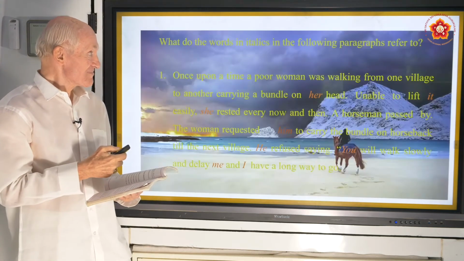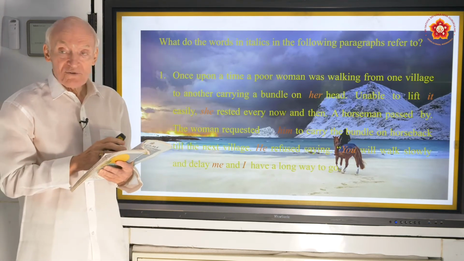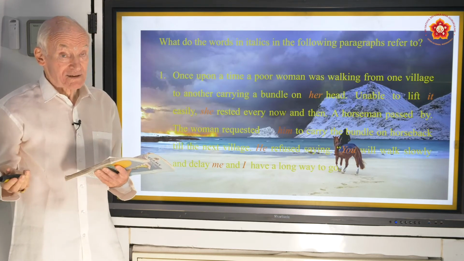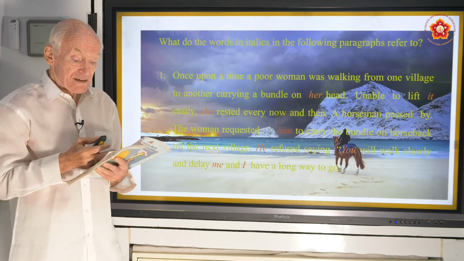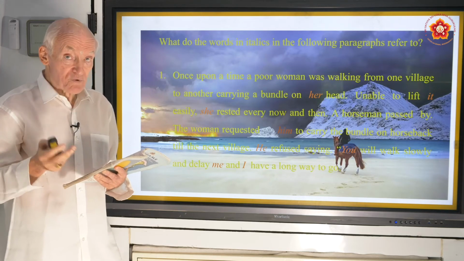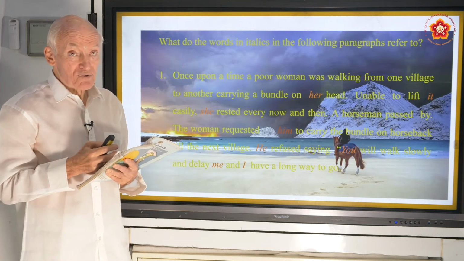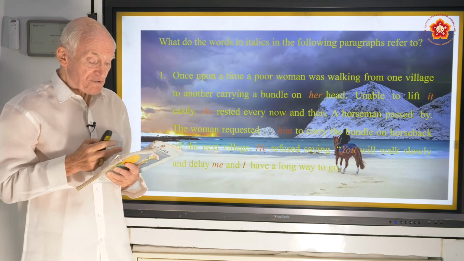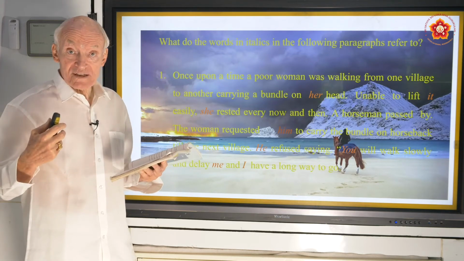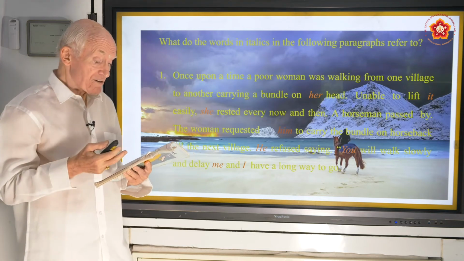So let's go ahead. Now they give us some exercises. They say, what do the words in italics in the following paragraphs refer to? This is our assignment. We have to look at the italicized words and see what those words are referring to. So we have the story. Once upon a time, a poor woman was walking from one village to another, carrying a bundle on her head. She's a poor lady. She has no bicycle. She has no motorcycle. She has no car. She has to carry the bundle on her head.